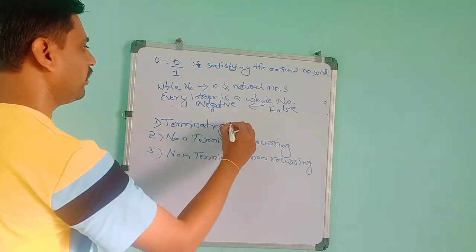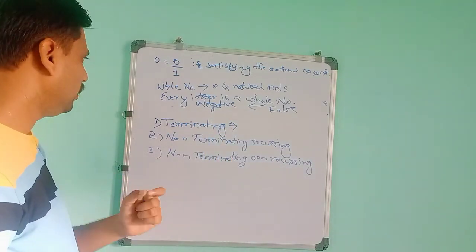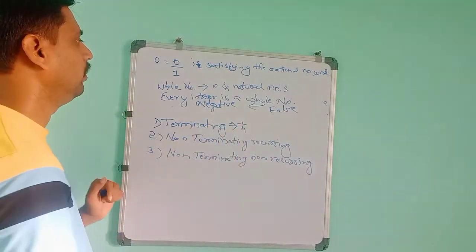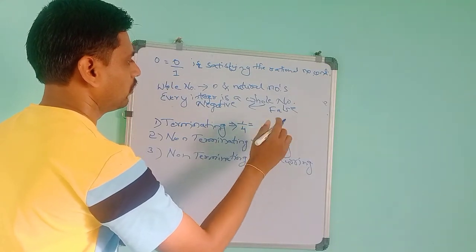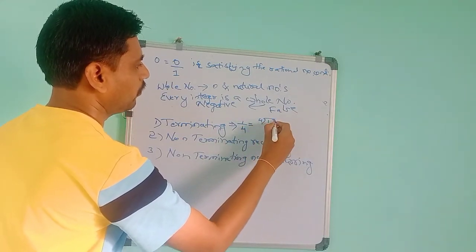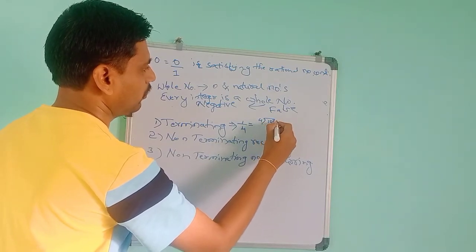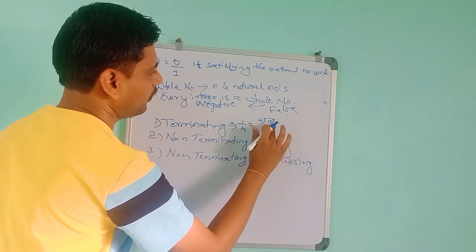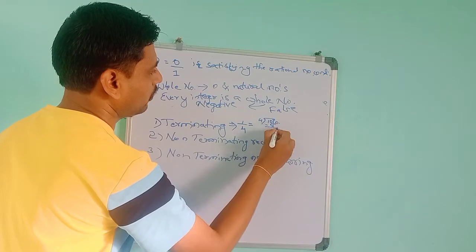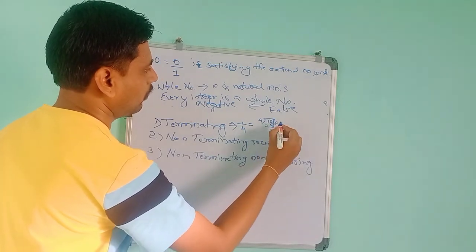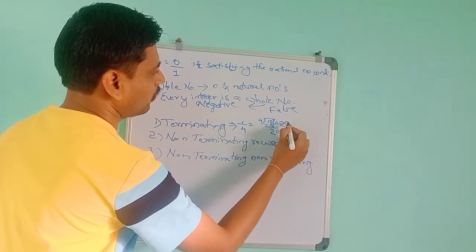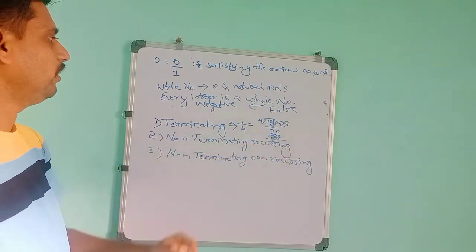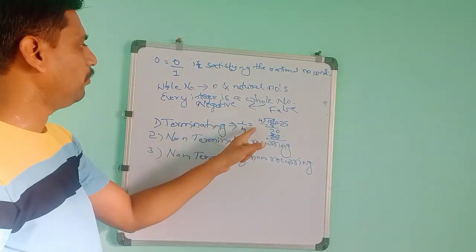If you take an example for this, terminating means it is completely divisible and leaves the remainder zero. If you take the example 1 by 4, you divide it. 1 is a smaller number, so you have to take 0 here and put a point here. 4 twos are 8, remainder 2, then you take 0, so 0.2, 4 fives are 20, so it is divisible. So the remainder is coming 0. If it leaves remainder 0, then it is a terminating number. So 1 by 4 is terminating.